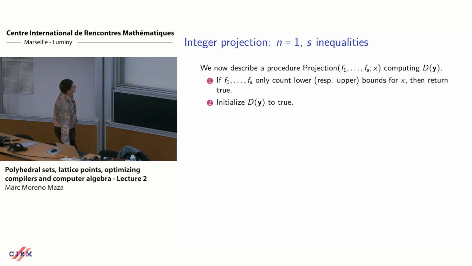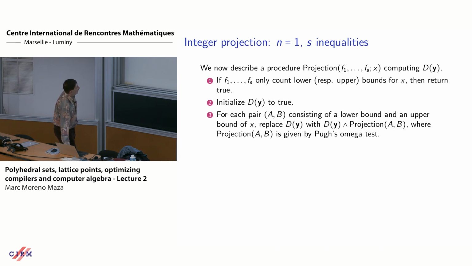So first of all, of course, if all the inequalities are lower bounds, or all the inequalities are upper bounds, then no problem. The formula in y is trivially true. Otherwise, we have to consider all the pairs of a lower bound and an upper bound. For each pair, we get the condition given by the previous result. Then we take the conjunction of all these things, because we do that for each pair.